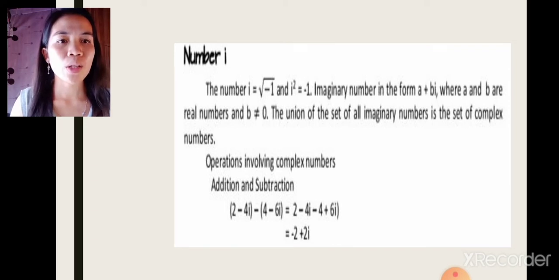Operations involving complex numbers: we have addition and subtraction, multiplication, and division. First, addition and subtraction. Example: (2 minus 4i) minus (4 minus 6i) is equal to 2 minus 4i minus 4 plus 6i. So 2 minus 4 is equal to -2. Then -4i plus 6i is equal to +2i. So it is equal to -2 plus 2i.